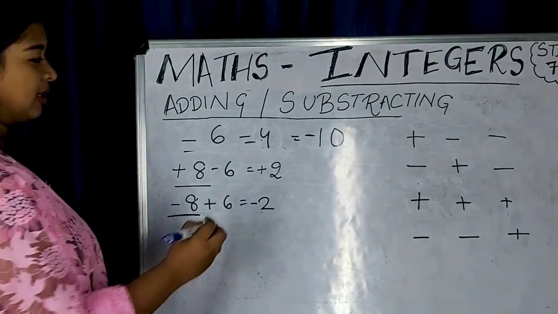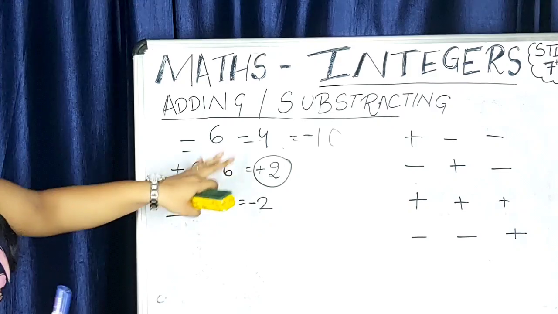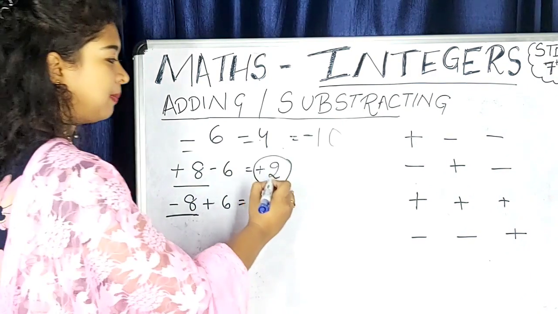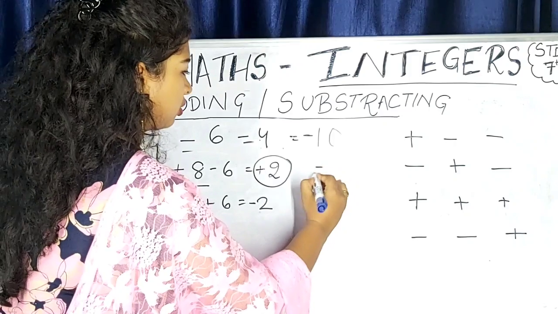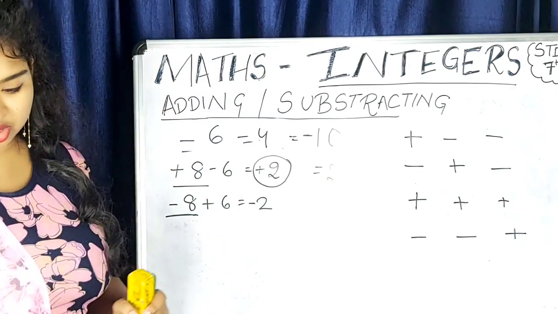So let me tell you another thing. If your sum comes out as 8 minus 6 is 2, here we have a positive integer, so you can write plus or not write plus. Okay, you can write it, or you can not write it.